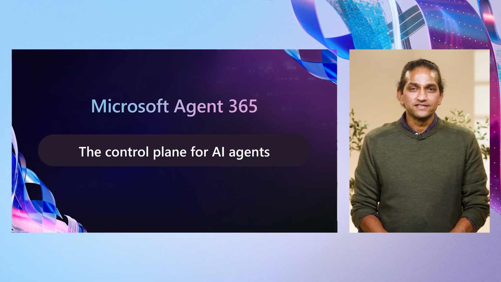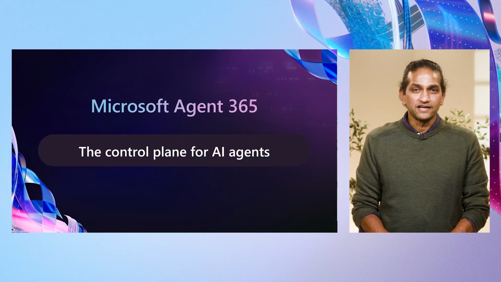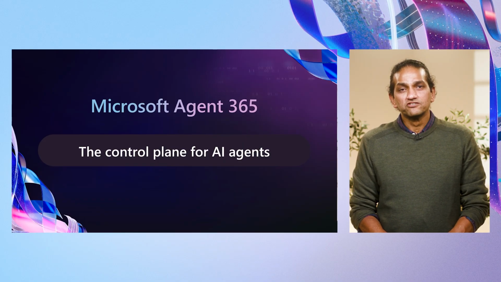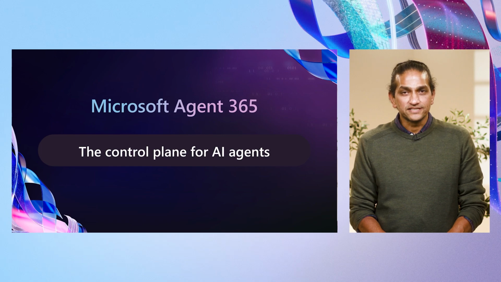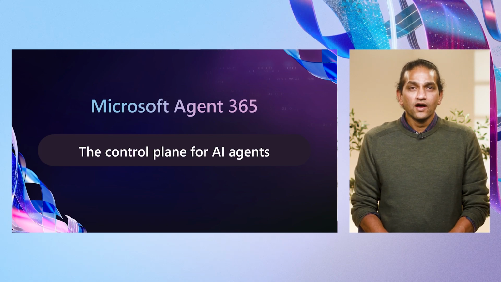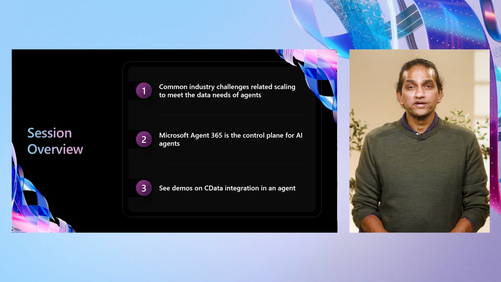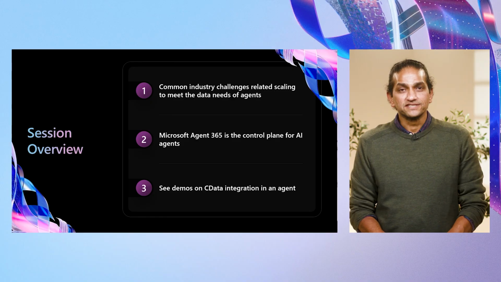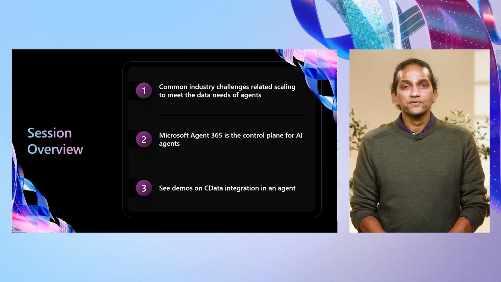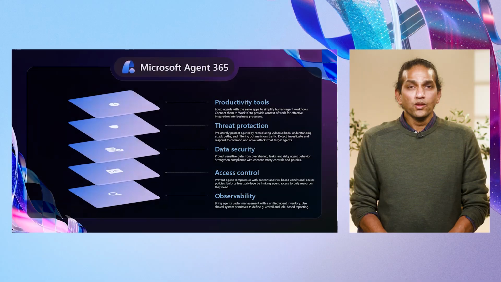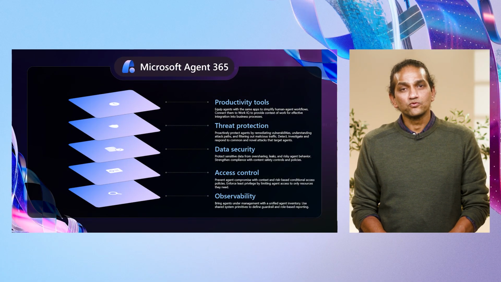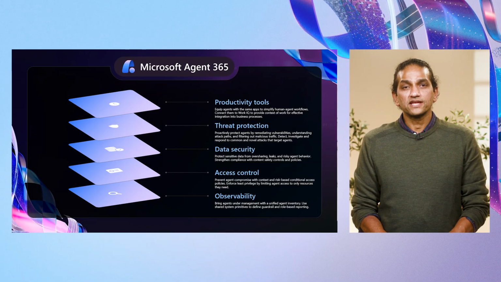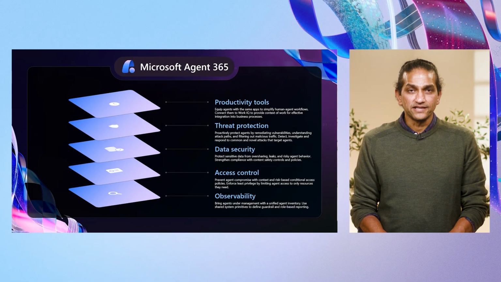Agent 365 is the control plane for managing AI agents, equipping IT with enterprise-grade tools for observability, access control, data security, and threat protection. For this session, we are zeroing in on enterprise-grade tools, especially productivity and operations that empower agents to drive real business outcomes. Now, when it comes to tooling, Agent 365 provides a secure gateway for centralized access to a curated collection of enterprise-ready tools for AI agents.